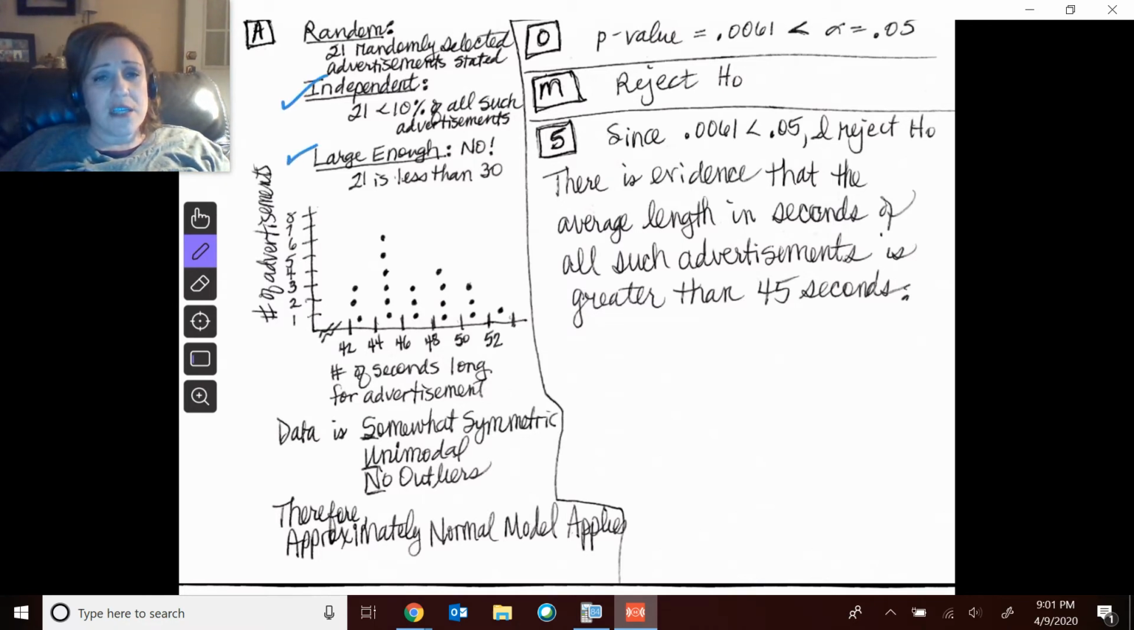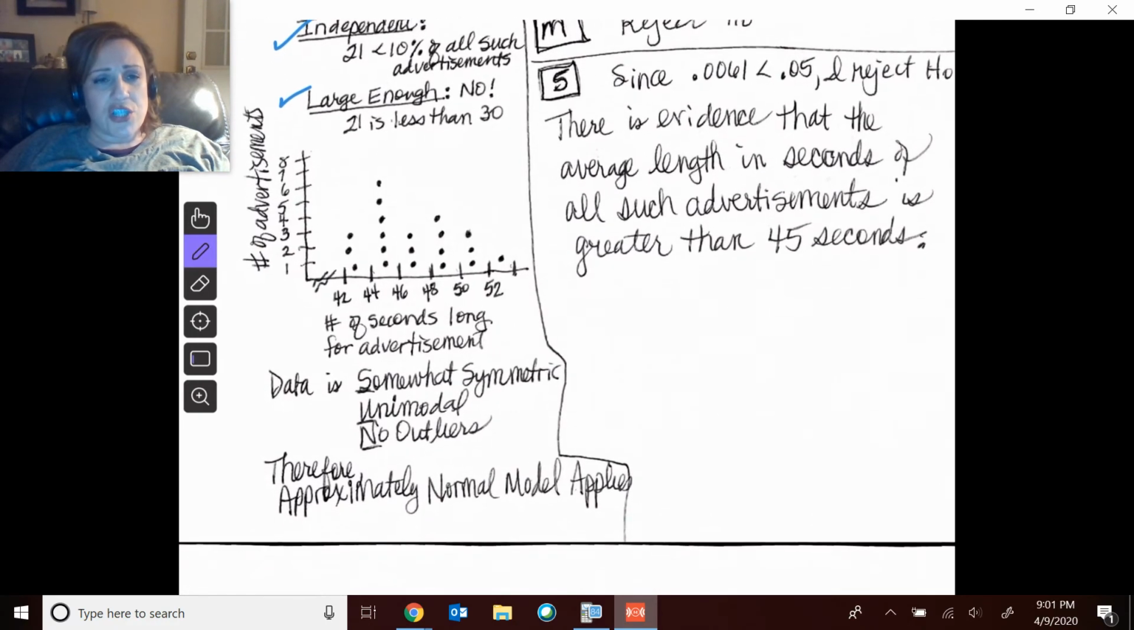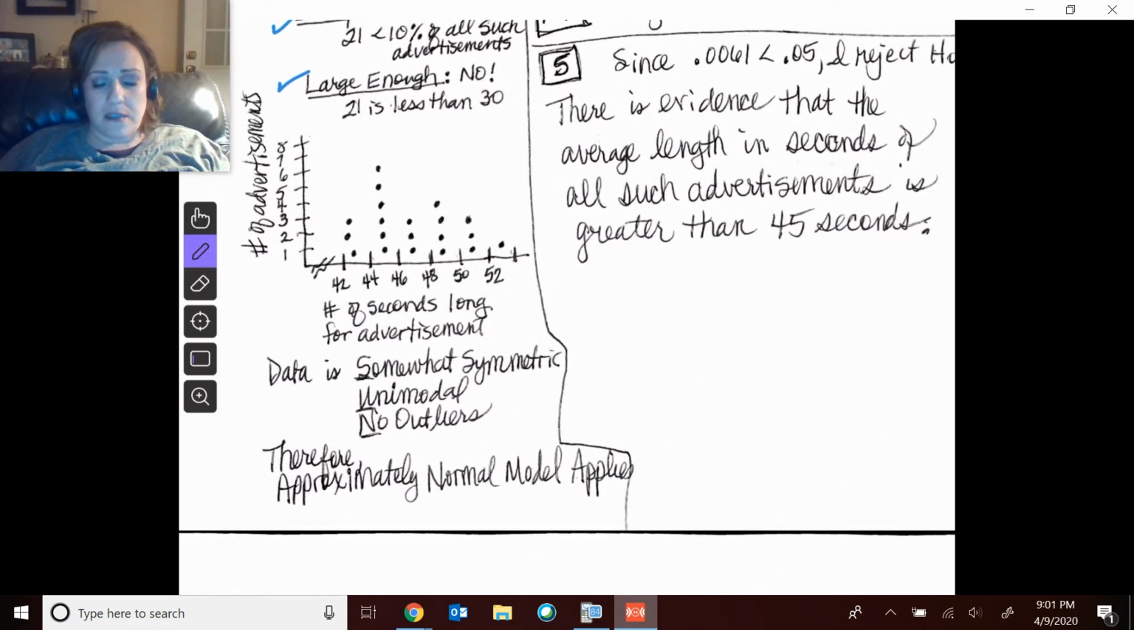21 is not large enough. So look at how I labeled everything. These items were the number of seconds long for each advertisement, and I looked at the high and the low. The highest was 52. The lowest was 42. I subtract it and divide by 5, so I get about 5 bins, which in this case I got 6 bins, but pretty close.